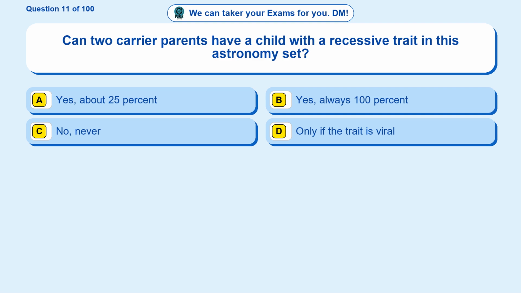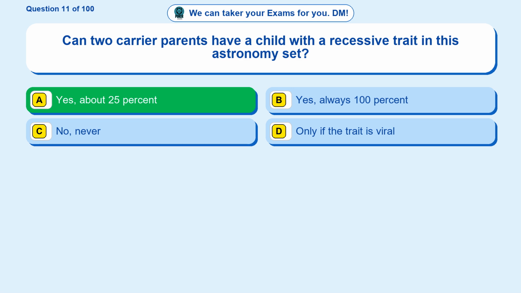Question 11. Can two carrier parents have a child with a recessive trait in this astronomy set? Option A. Yes, about 25%. Option B. Yes, always 100%. Option C. No, never. Option D. Only if the trait is viral. The correct answer is option A.